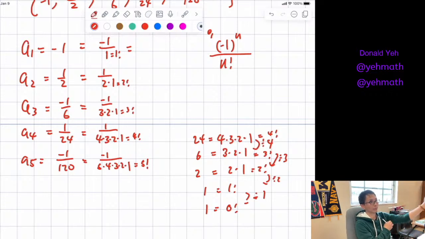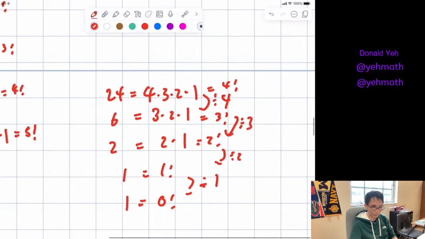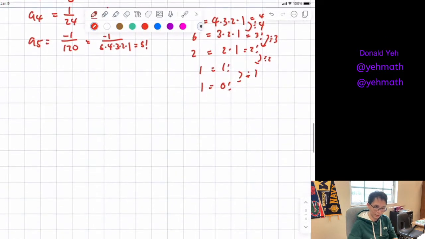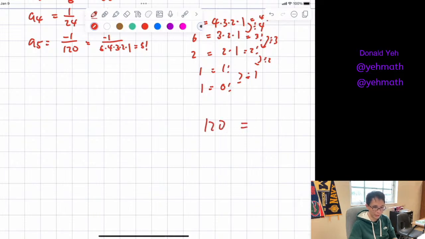0 factorial? When you divide 1 factorial by 1, you get 0 factorial. Yes, 0 factorial is 1 factorial divided by 1, because of the pattern. So if you think about it, 120 is equal to 5 factorial.